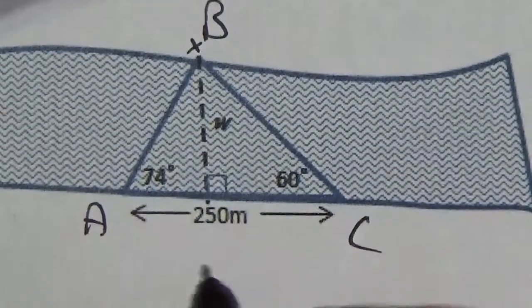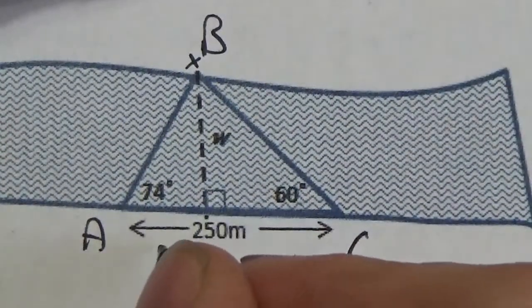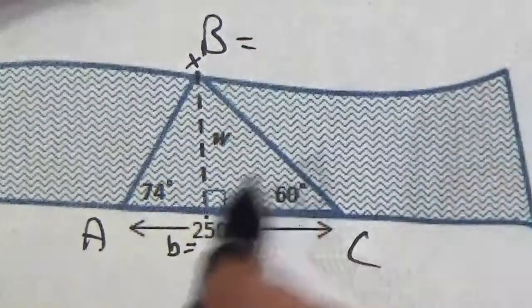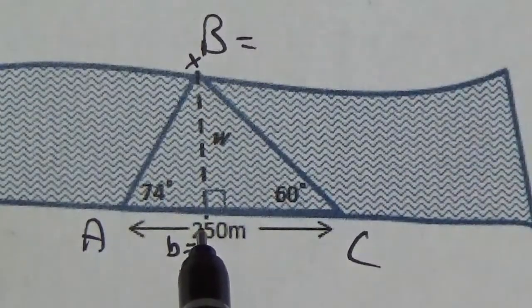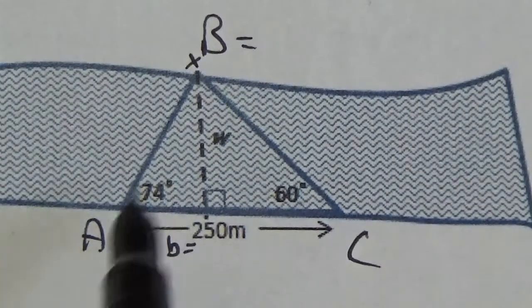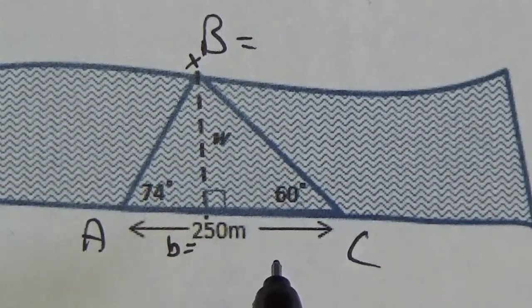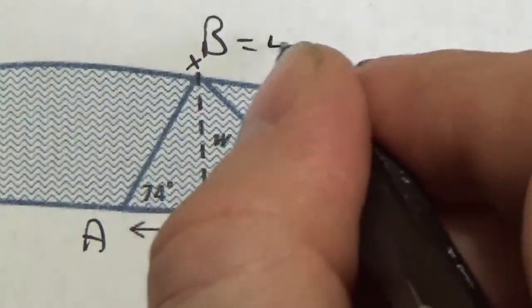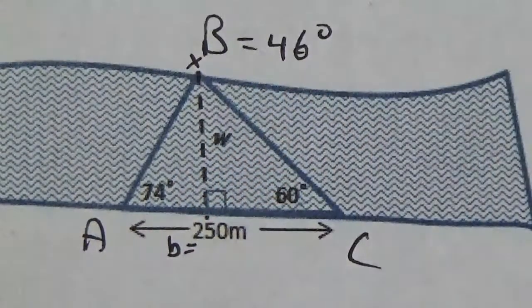And what do I know? Well, I know little b is equal to 250. I know angle A, I know angle C. Actually, having said that, I do know angle B though, because the sum of the angles in a triangle has to be 180, so I'm just going to take 74 and 60 and subtract that from 180, and it turns out B is going to be 46. So I do know that.